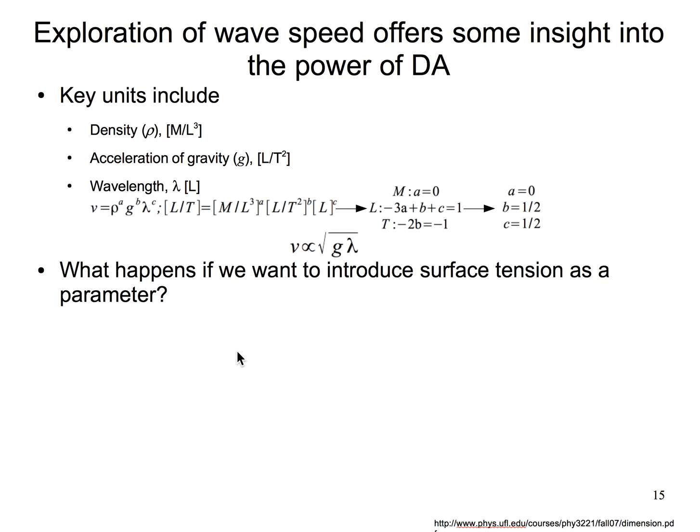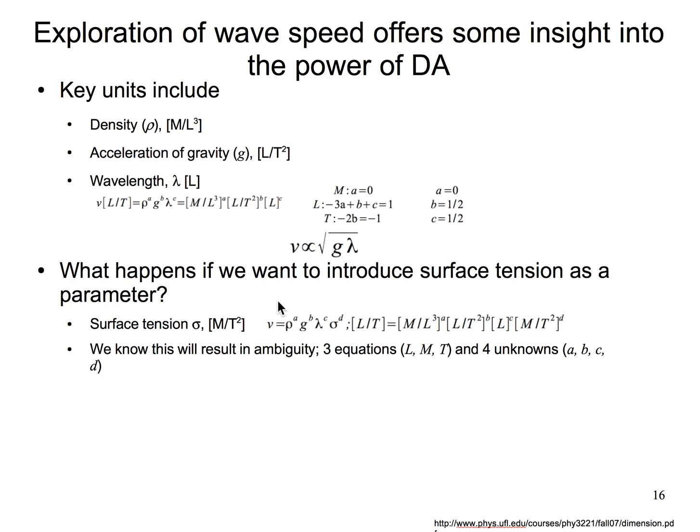Now, we could do something a little more sophisticated and say, what if we introduce surface tension as a parameter? We did not include that here. So there's always a possibility that you're going to have to reevaluate what you've done to add more physics. And so what happens if we introduce surface tension? And surface tension has the units, you can look this up, of mass divided by time squared.